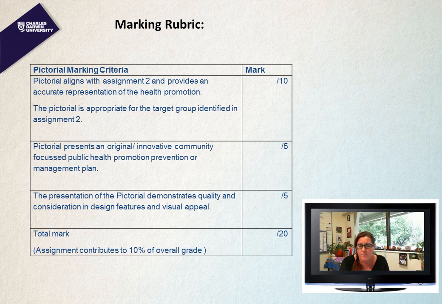This is the marking rubric that we're going to use for the pictorial. So the majority of your marks are actually aligned with that your pictorial aligns with assignment 2 and provides an accurate representation of the health promotion, and that it's appropriate for the target group that you identified in assignment 2. So this means if we're looking at a target group that was children, for example, that you've outlined in assignment 2, we're going to be looking at the images and making sure that they would be appealing to children, okay, that children would understand the message that you're putting up in your pictorial. And that if you're using language and text and so forth, that they would be able to read it and understand the messages that you're getting through.